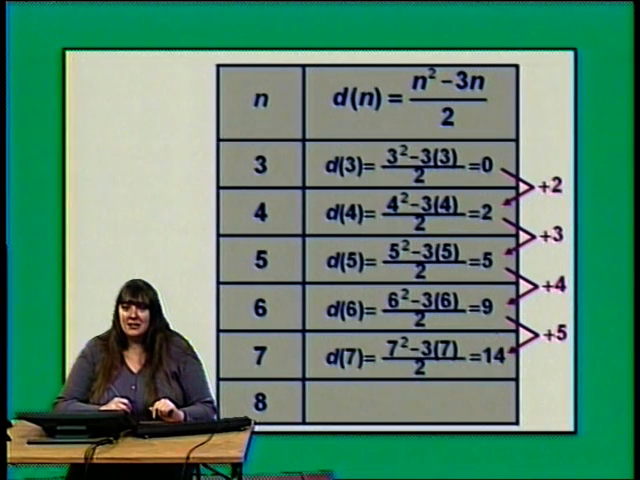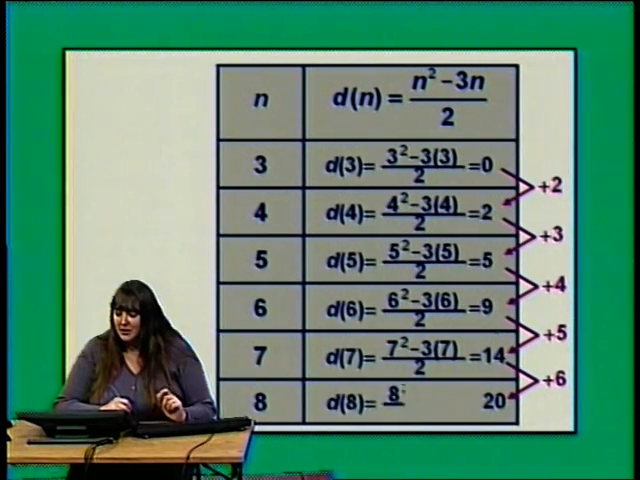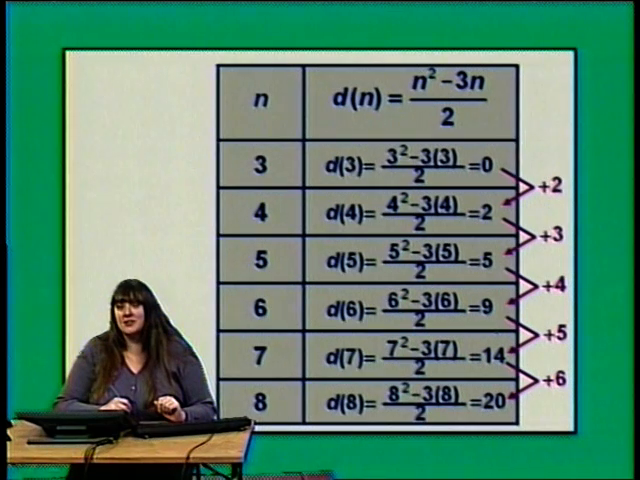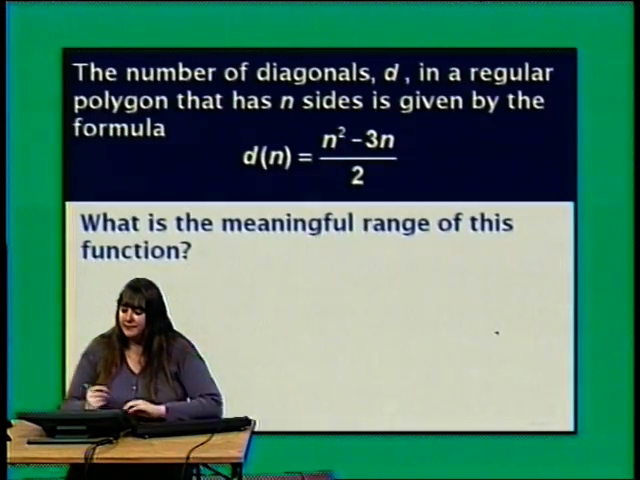If the pattern continues again, then I'm expecting I'm going to have to add 6 next, so d of 8 should be 20. Let's just do one more computation here. d of 8 is 8 squared minus 3 times 8, that's 64 minus 24, which is 40, and 40 divided by 2 is indeed 20. So it looks like our meaningful range is following a pattern. Let's go ahead and write this out.